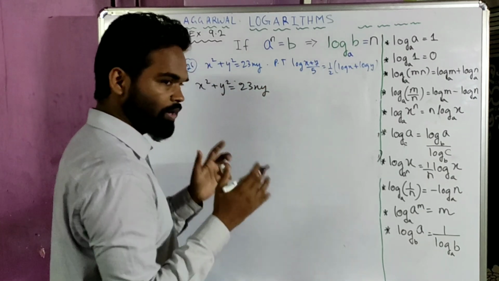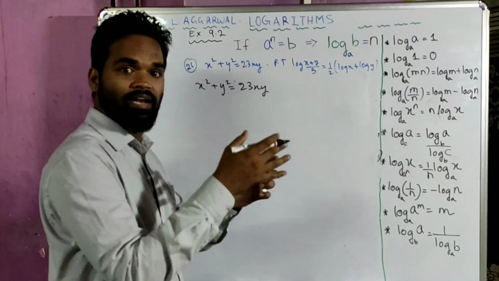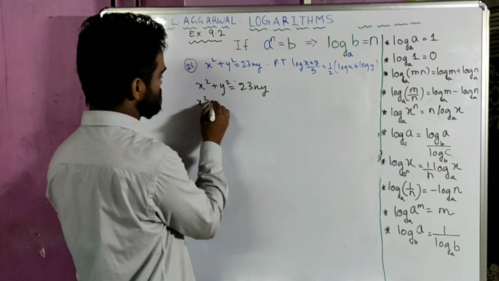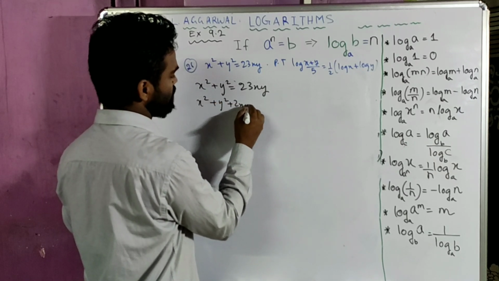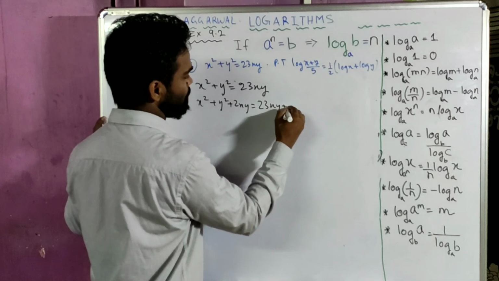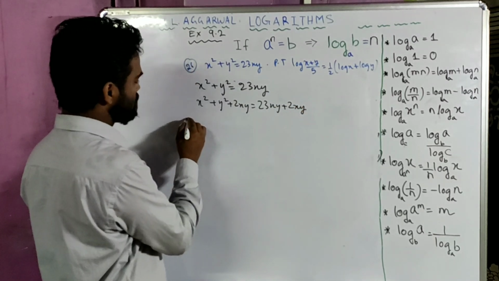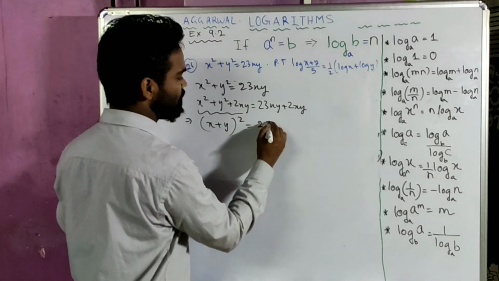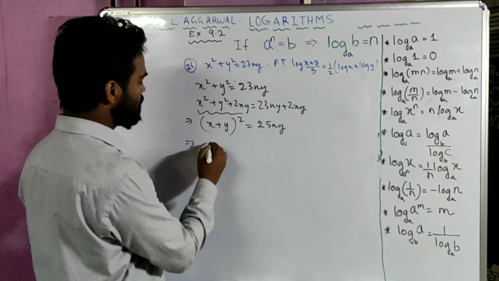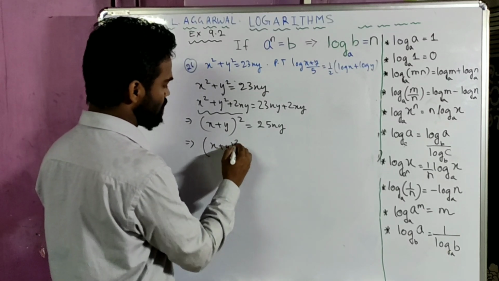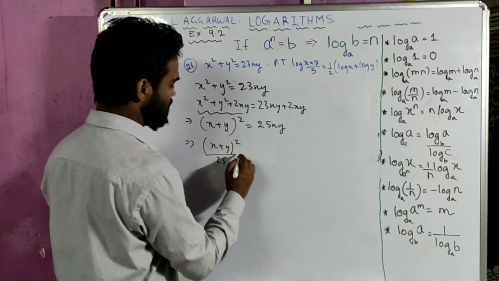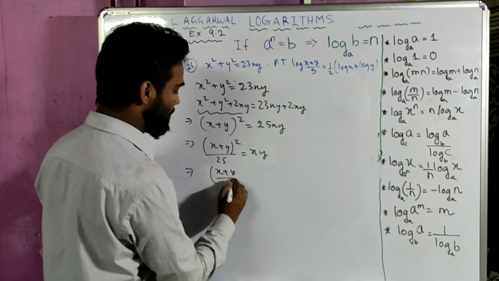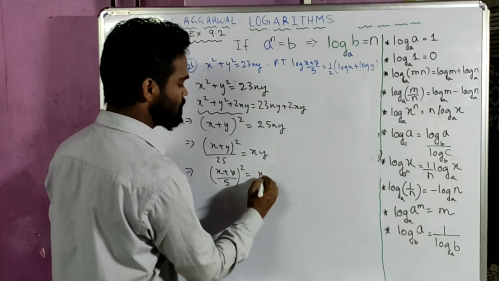Now in an equation we can add the same term on the left hand side and on the right hand side. So if I add 2xy on both sides, look carefully, this becomes 23xy plus 2xy. So this becomes (x plus y) whole square, and this is 25xy. Clear? Now this I can write as (x plus y) whole square by 25 equals xy. Now this I can write as ((x plus y) by 5) whole square equals xy.